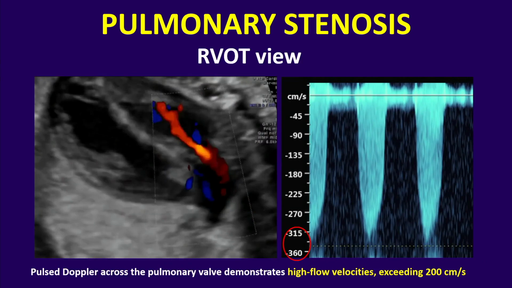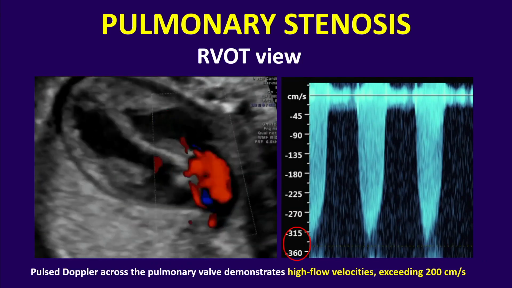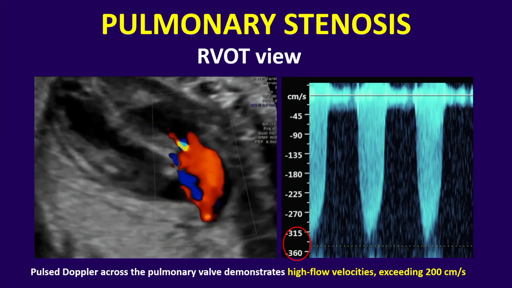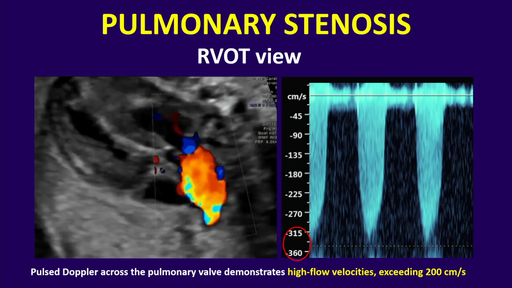So with the spectral Doppler, looking at the velocity characteristics, once you get a velocity over 150 and it's getting a little bit higher, you need to monitor that very closely.